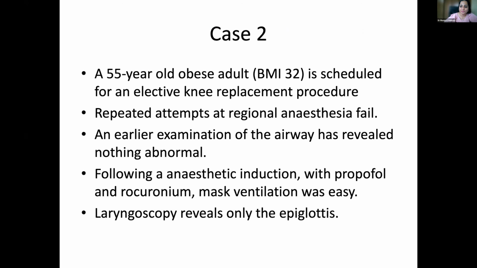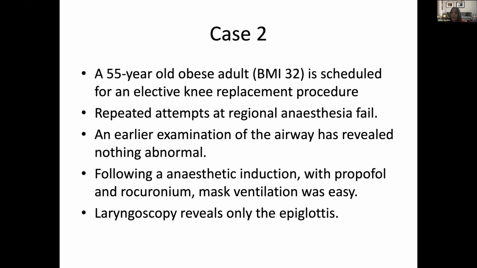Okay, so this is a 55-year-old obese lady scheduled for an elective knee replacement procedure. Repeated attempts at regional anesthesia have failed. Earlier examination of the airway revealed nothing abnormal. The spinal has failed and you've already tried 2-3 times, and the patient is not very cooperative. Following anesthetic induction with propofol and rocuronium, mask ventilation was very easy. But when laryngoscopy was done, you get to see only the epiglottis.